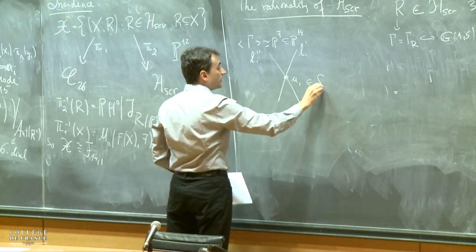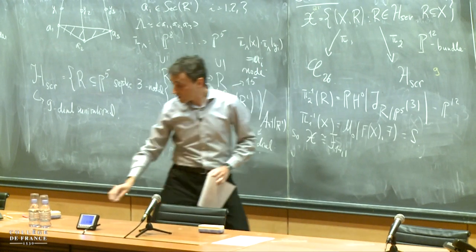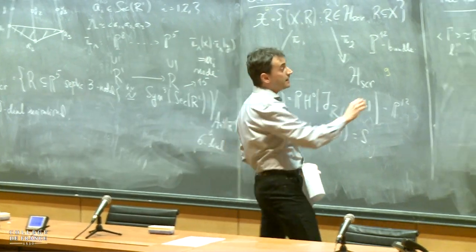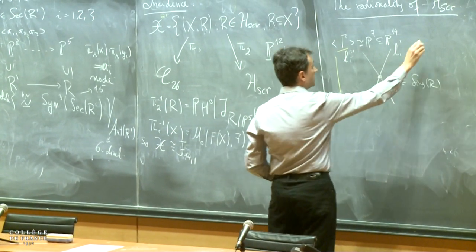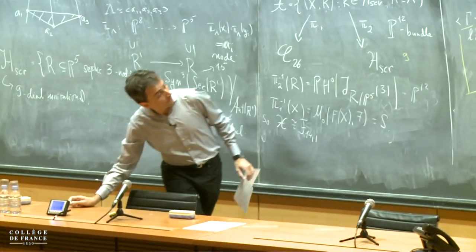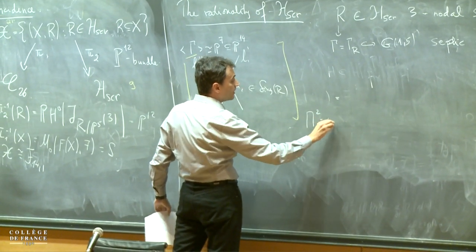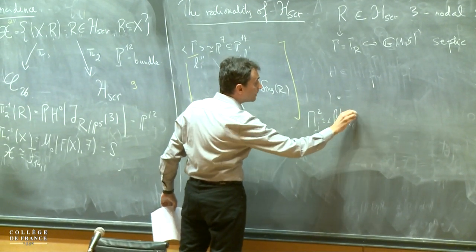And this is a singular point of the scroll. But then I can consider the 2-plane spanned by these 2 lines. Right? So let's call this pi_i, so this is the plane spanned by these 2 lines.